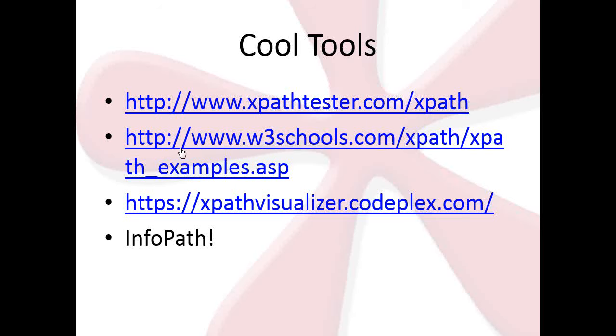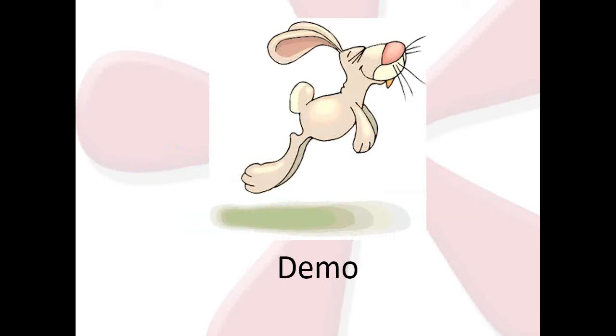W3Schools, hit and miss stuff. Some people have really strong opinions about them, but in general, they've got some good XPath examples that can help you get your head around it if you need it. And then there's this little tool I ran across the other day that I downloaded. I'll show it to you. I thought it was neat and helpful. And then of course, InfoPath itself is useful in these cases. So we'll hop into a demo here.